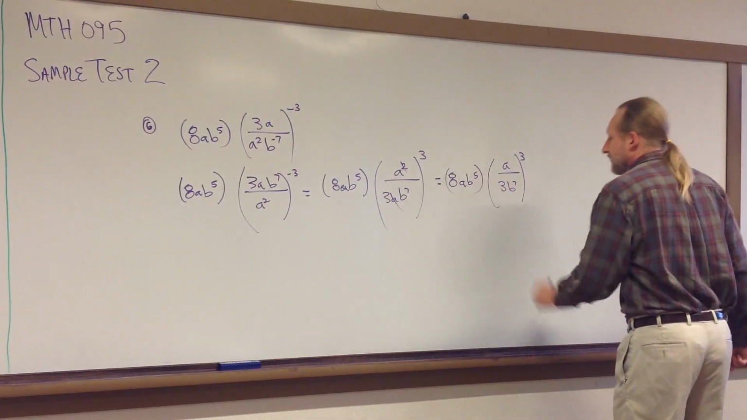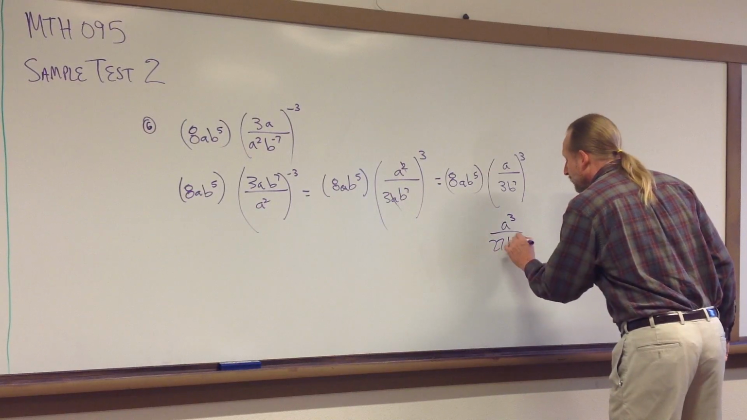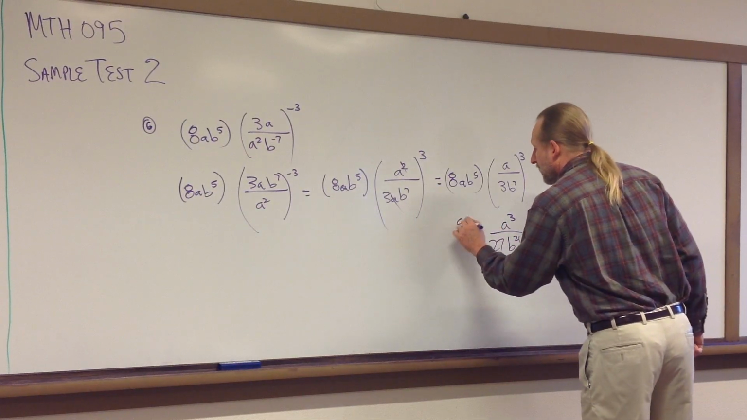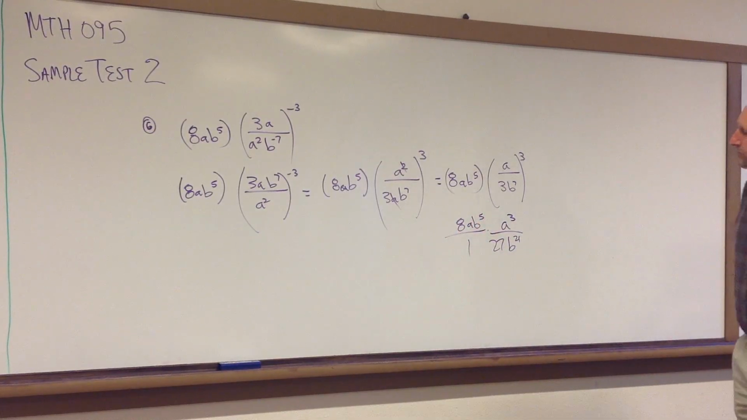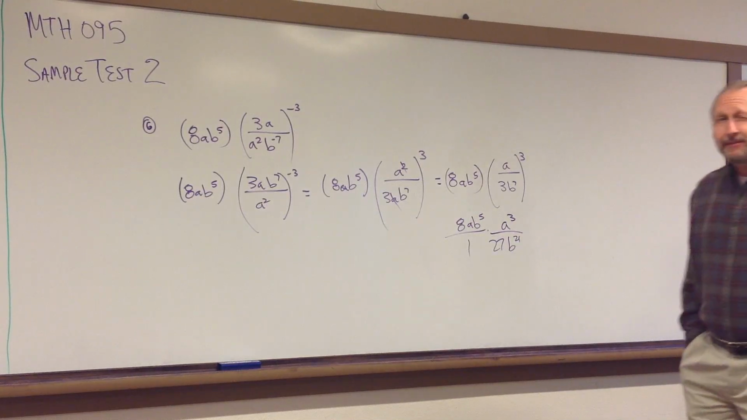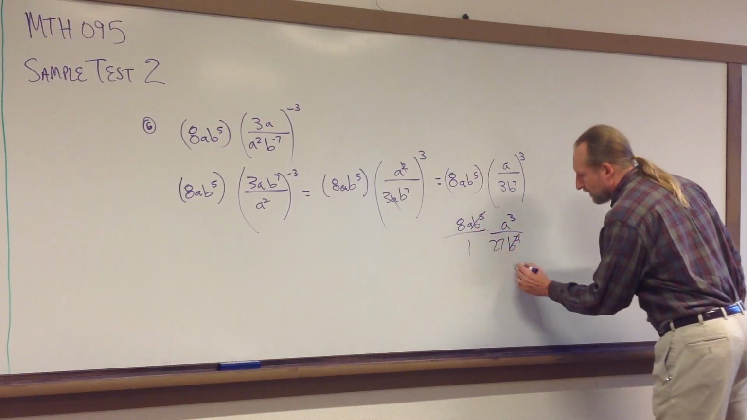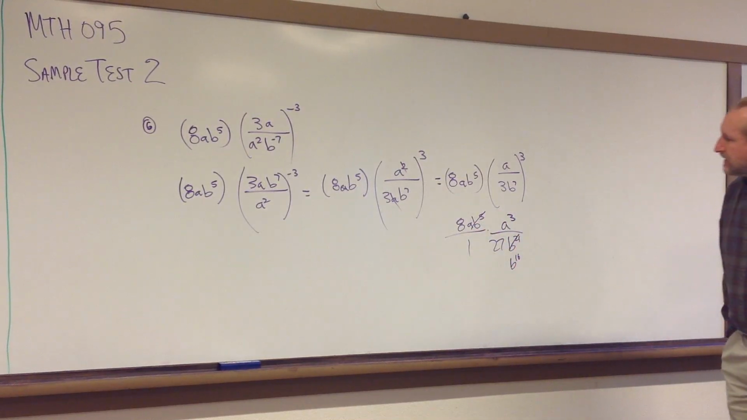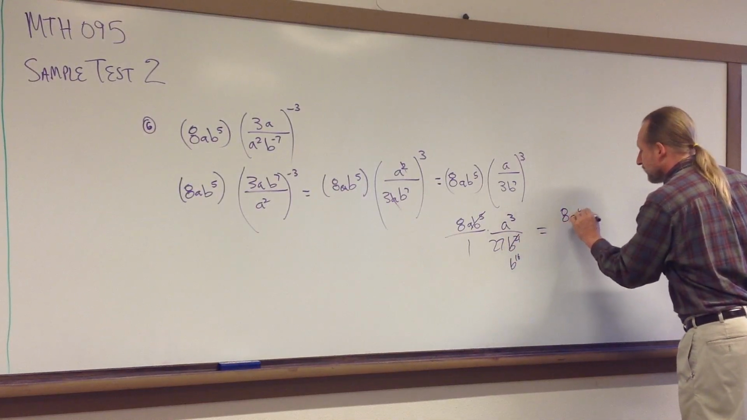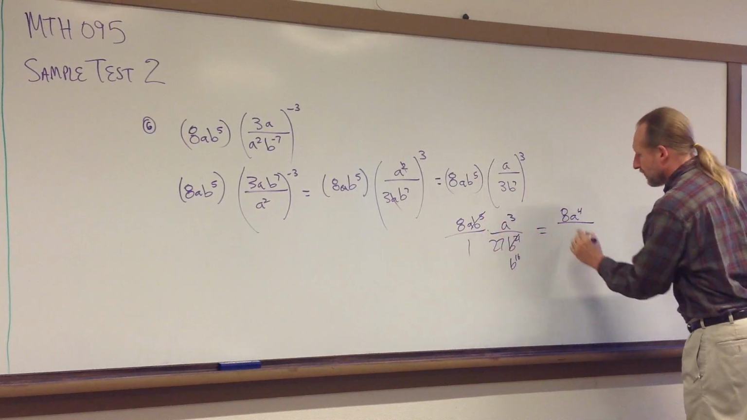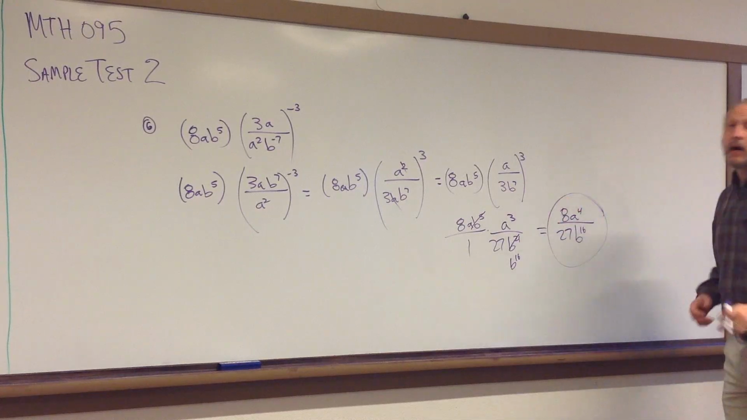So let's raise this to the third power. A to the third over 27b to the 21st. And this will be 8ab to the 5th over 1. Let's see, the 8 and the 27 don't cancel. They don't have any common factors. B to the 5th will cancel out 5 of these and leave us with b to the 16th. The a here and the a to the 3rd there are going to make a to the 4th power. So we'll have 8a to the 4th on top and 27b to the 16th on the bottom.